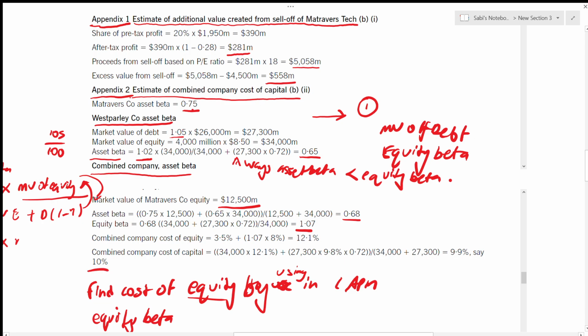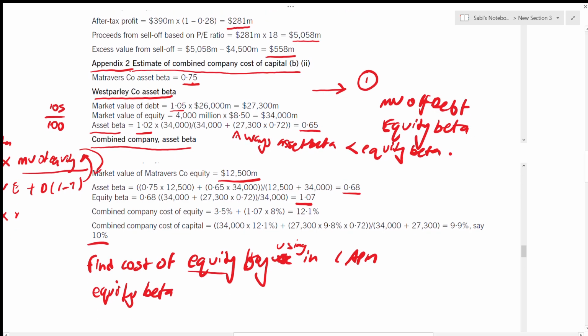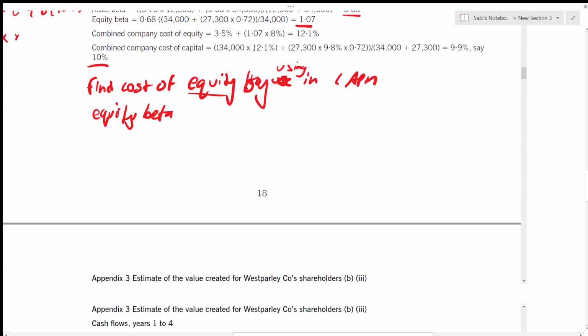And this 10% only you have to use throughout the answer. So make sure that you are very accurate at this stage, because you will be using this answer throughout. If this is wrong, all the other answers will be wrong depending on this. But your working has to be there. All the steps have to be presented, not in your calculator or inside your mind. It has to be written on the paper: asset beta, equity beta, cost of equity, cost of capital. So combined cost of capital also we have found at 10%. Nothing to write, calculation only.